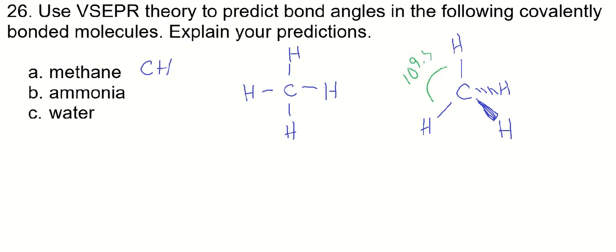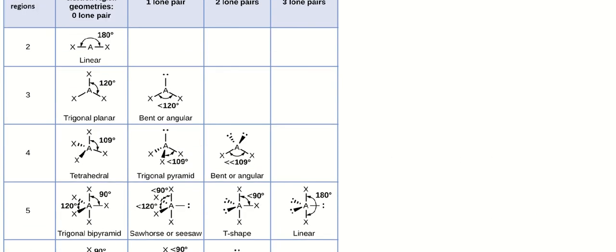109.5 degrees because we have 4 equivalent bonds. Here we have 4 regions of electron density, and all 4 of them are bonded to other atoms. Then you're expected to get 109.5 bond angles.